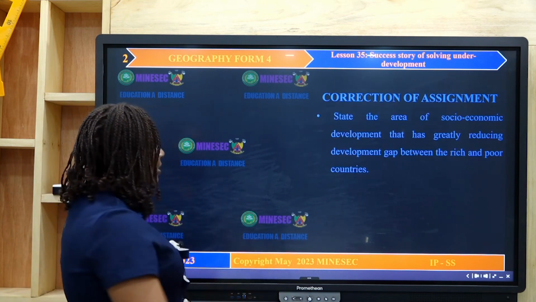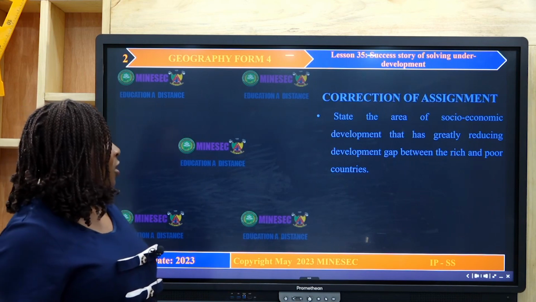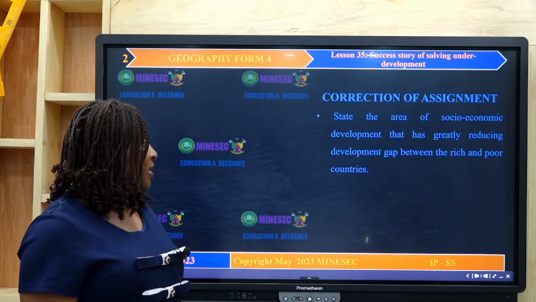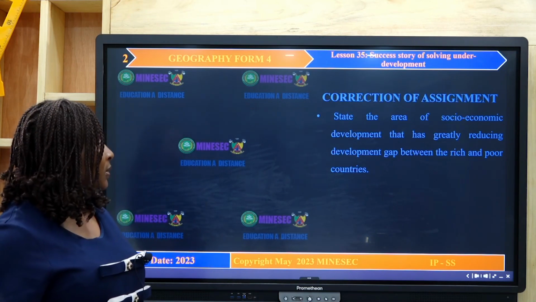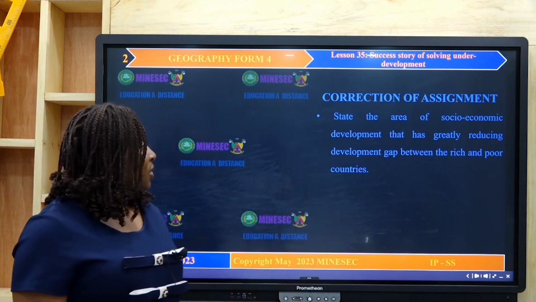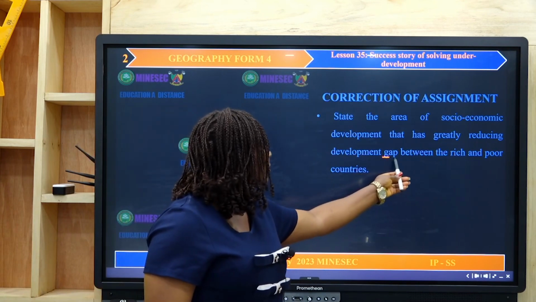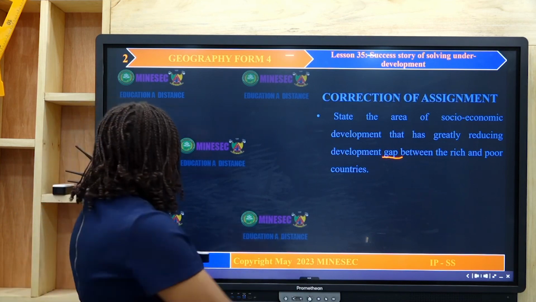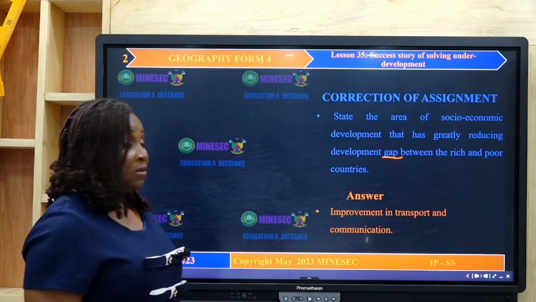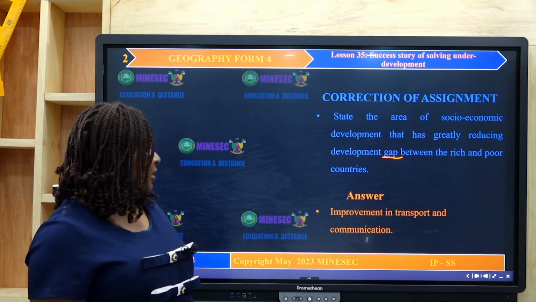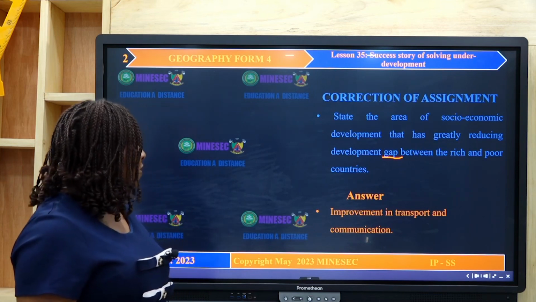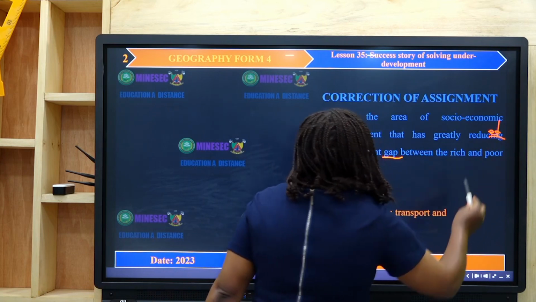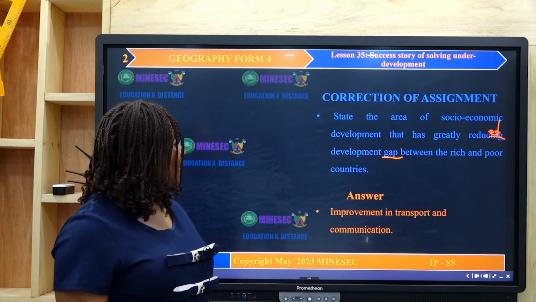And the assignment is, state the area of socioeconomic development that has greatly reduced the development gap between the rich and the poor countries. Socioeconomic development which has reduced the gap between the rich countries and the poor countries. The area of socioeconomic development that has greatly reduced the development gap, greatly reduced, not reducing, greatly reduced development gap between the rich and poor countries.